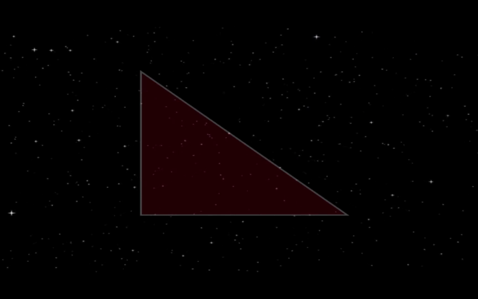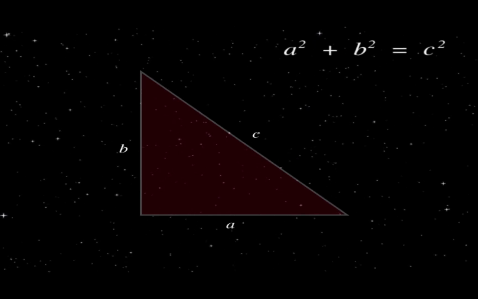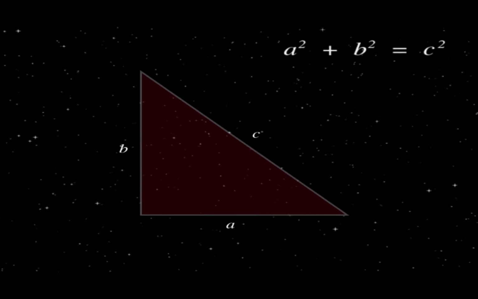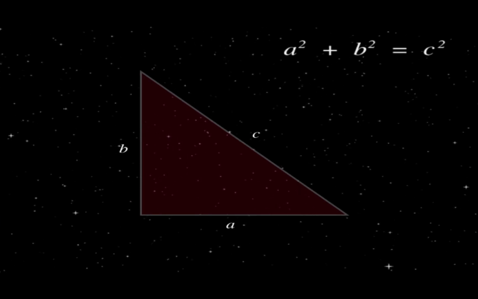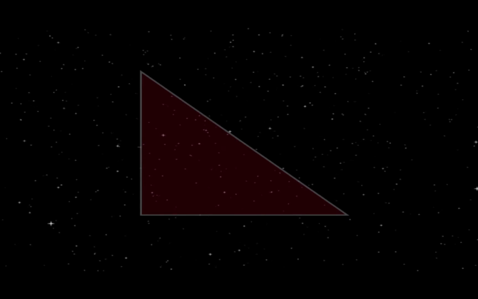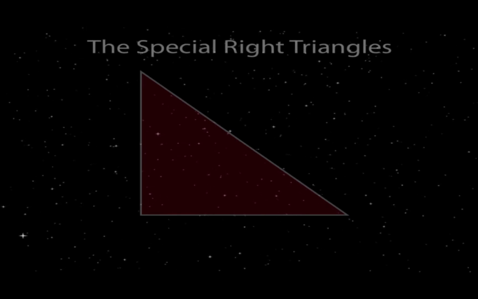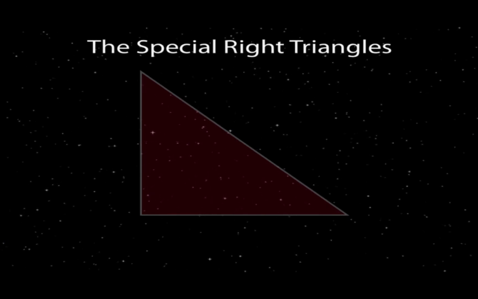Now yes, we could use the Pythagorean theorem each time to find the side lengths, but after today's lesson, we hope you'll see the advantage of knowing these patterns, and that they only exist with the special right triangles.